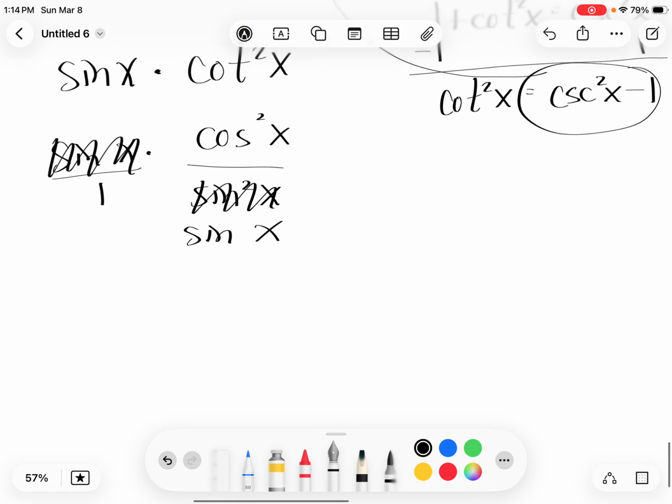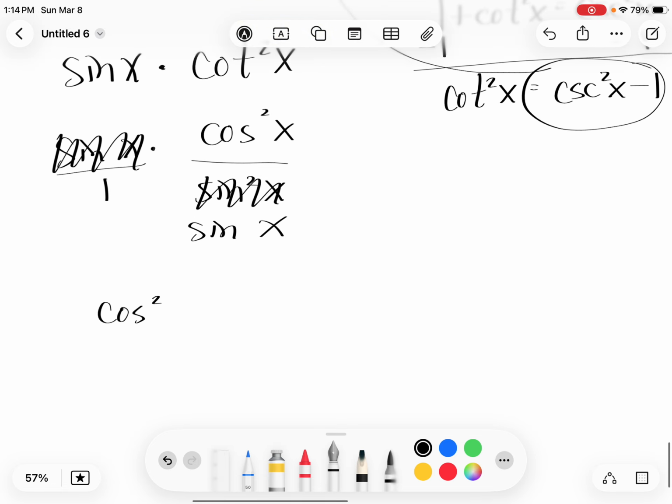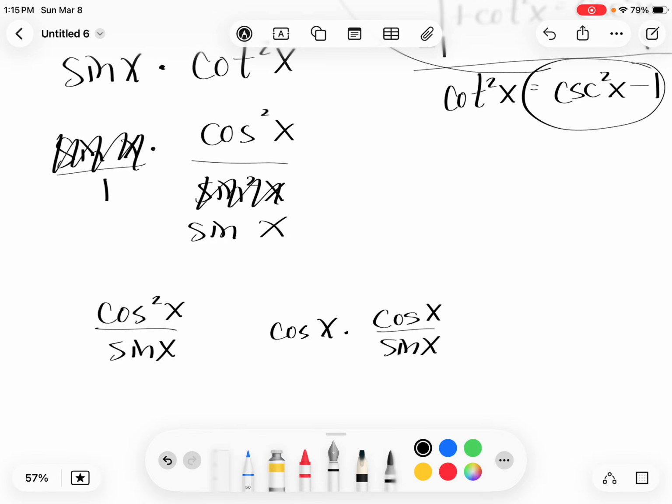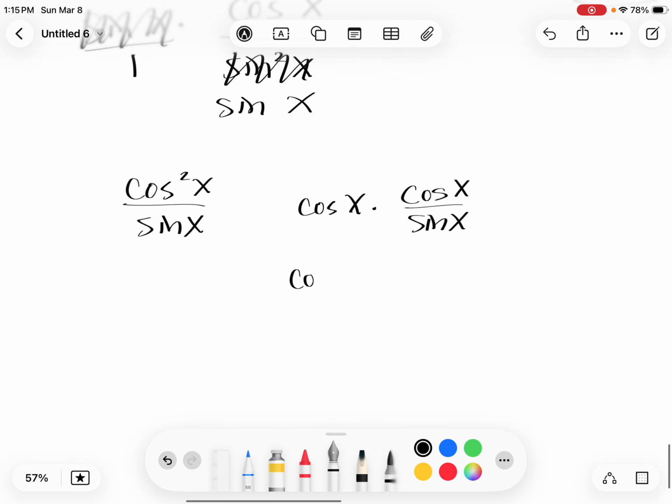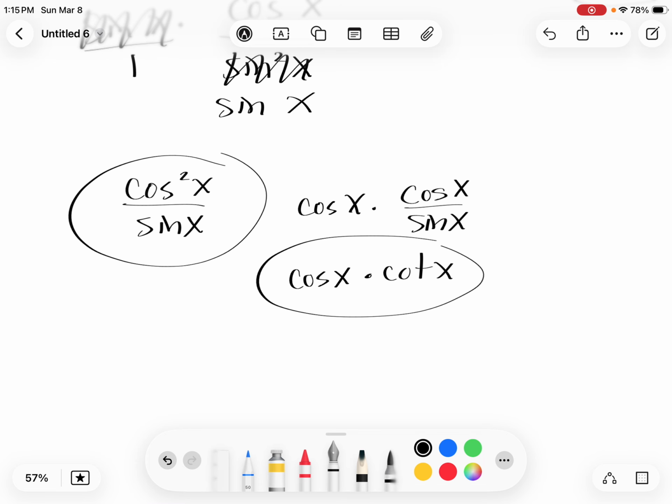Now, for an end result for this, I have the cosine squared of x over the sine of x, which is okay. Another way that you can look at it is that's the cosine times cosine over sine. So if you split it, cosine over sine is the same as cotangent. So you could also put cosine of x times the cotangent of x. That would be okay, or that would be okay. I will take either way. Okay? That's number 14.